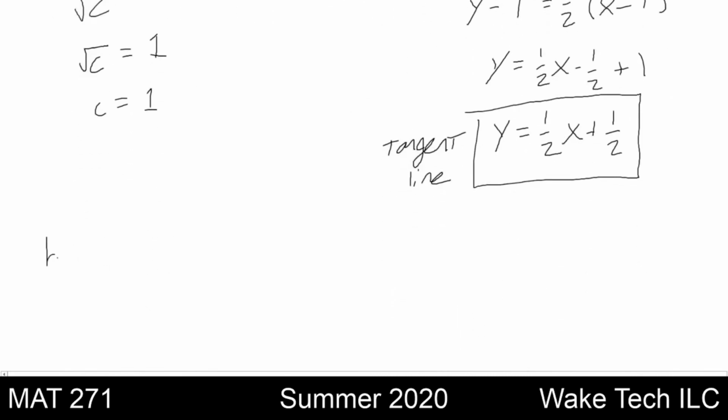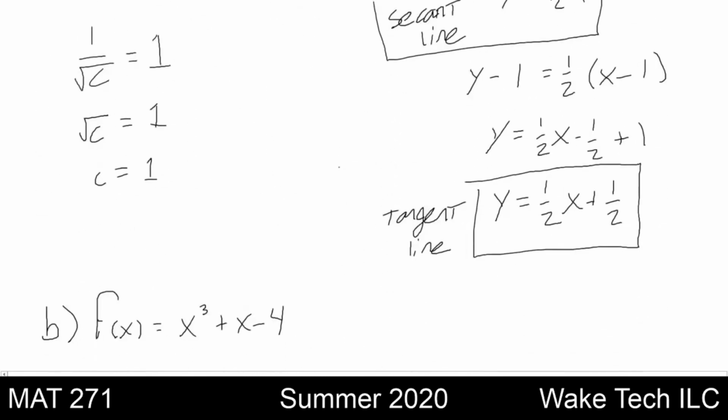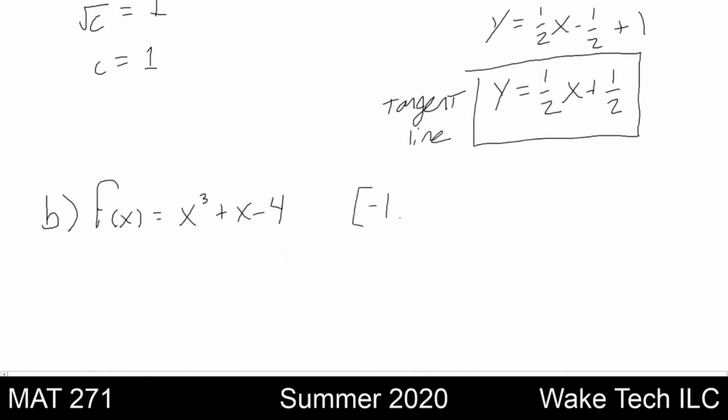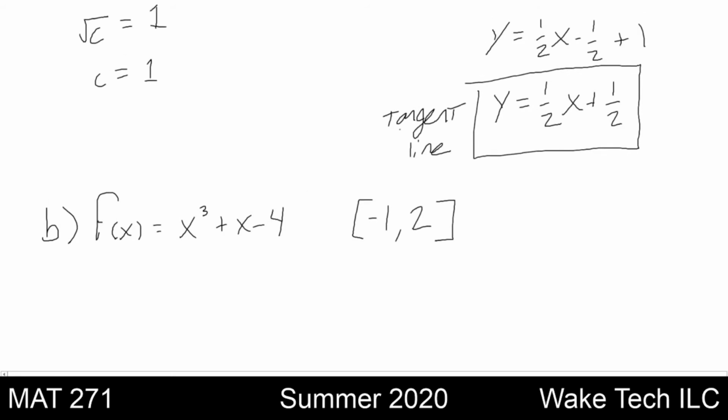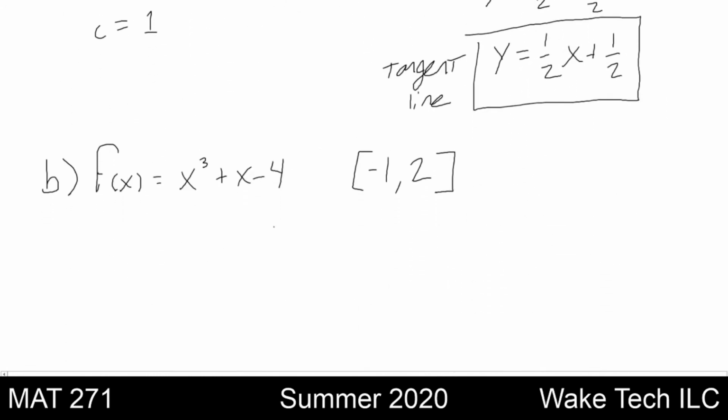So for part B here, let's copy down our equation, which I believe is f of x equals x cubed plus x minus 4. And the interval is from -1 to 2. First things first, as we did before, we're going to find the slope of the secant line. That means we're using our y2, y1, x2, and x1. I know that x1 is equal to -1, and x2 is equal to 2.